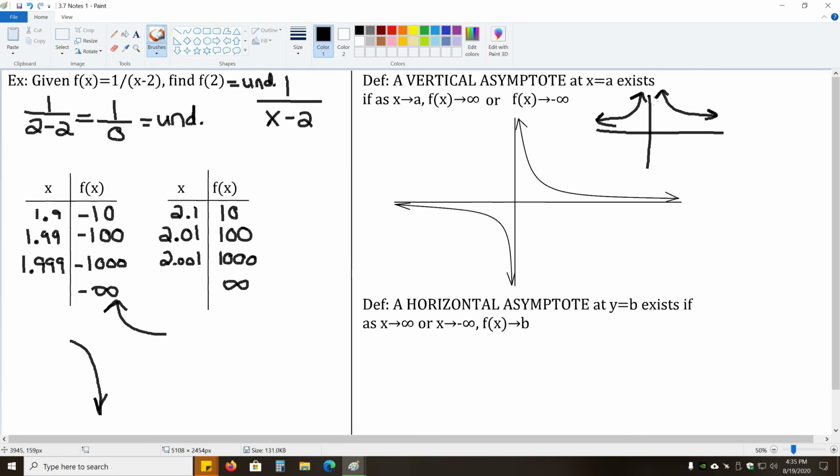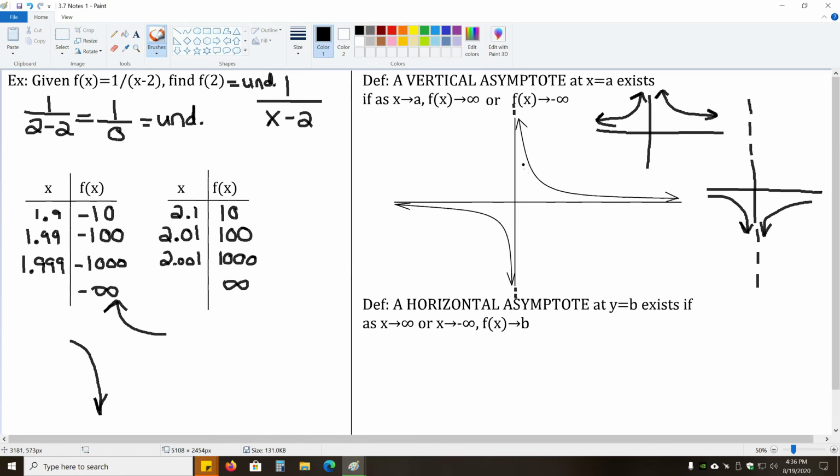They'll never actually touch, because if you plug in this value, you'll get an undefined, just like we have here. And it can also look like this, where both values are shooting down to negative infinity. But again, it's the same thing. There is a vertical asymptote. And the way that that's drawn is you'll see a dotted line. Whenever you see a dotted line on your graph, it means that you have a vertical asymptote. It means the graph will never actually touch that value.